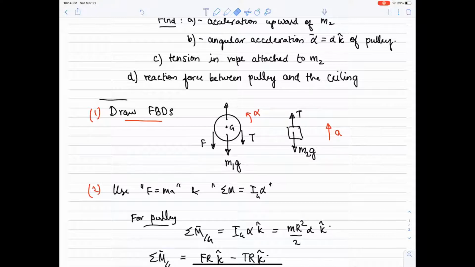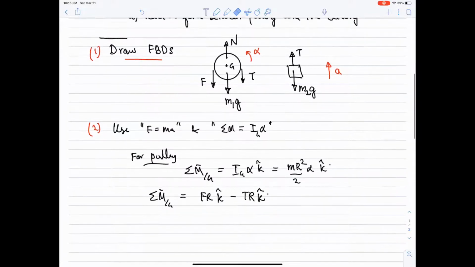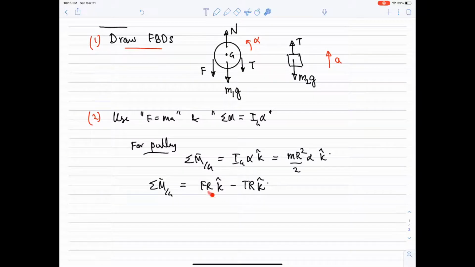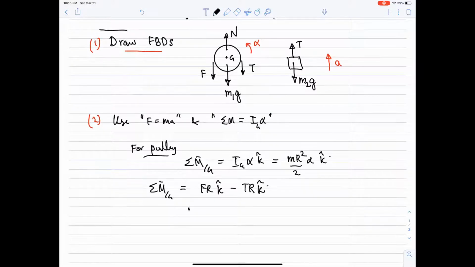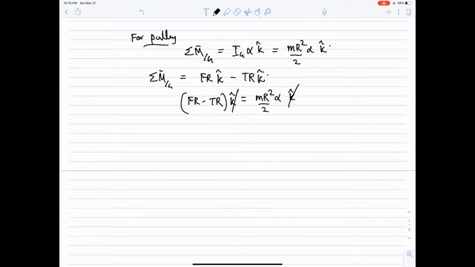So let me erase this, because the radius is also r. Everything else is fine now. So that's the sum of all moments, and we equate these two things. We have F r minus T r, K, equals m r squared divided by 2 alpha K. Everything is in the K direction, so the K drops out. So we have (F minus T) r equals m r squared by 2 alpha. This gives us alpha equals 2 (F minus T) divided by m r.